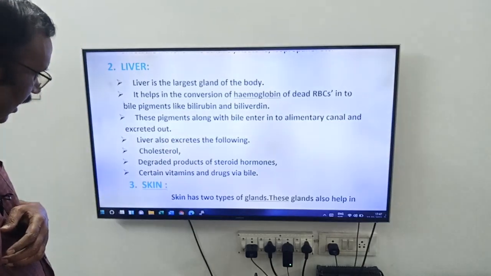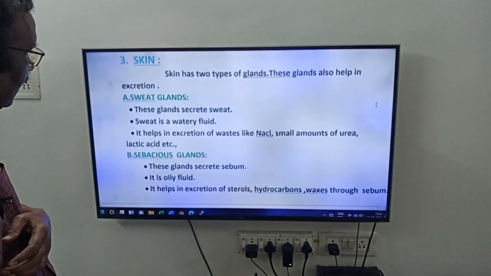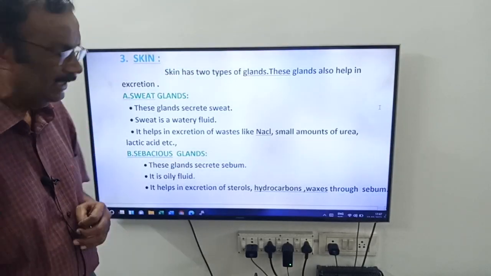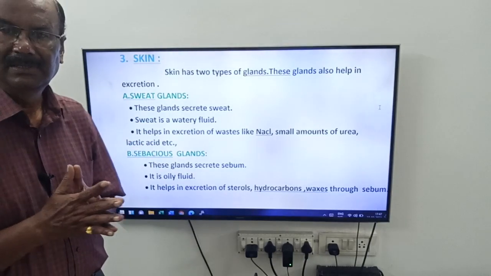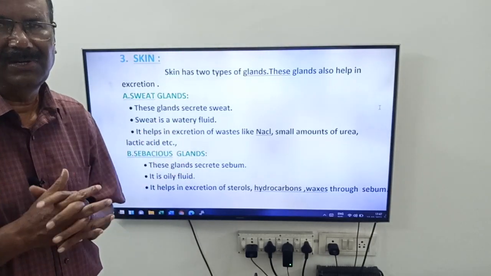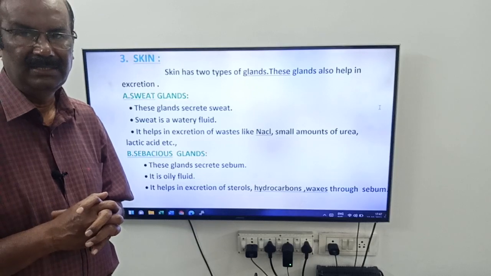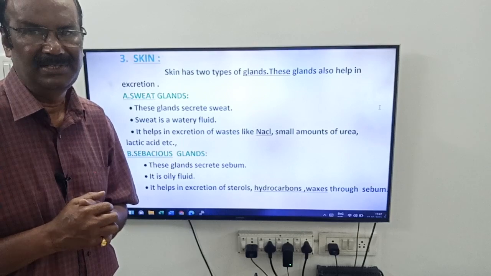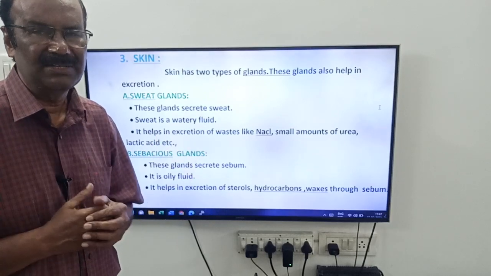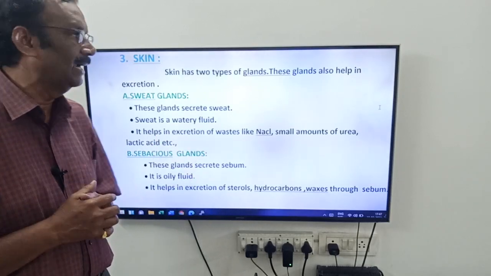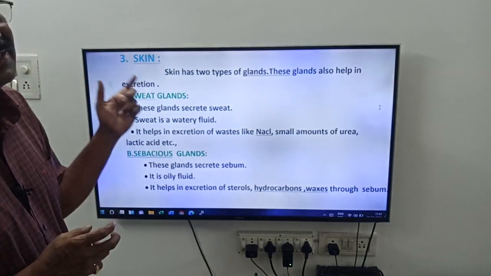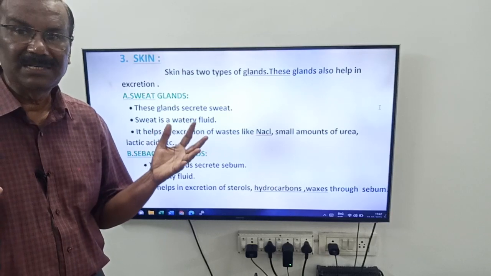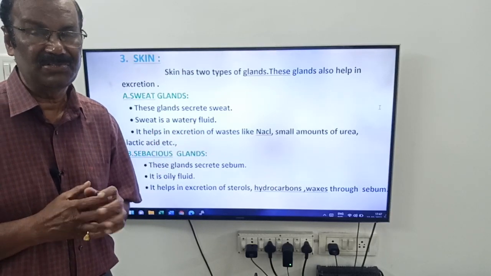Now come to the skin, the third one. Simple question. Skin is the largest organ in the body. It protects our body. In addition to that, it also helps in excretion. How does it help in excretion? Skin has two types of glands that help in excretion. What are those two glands? Sweat glands and sebaceous glands.